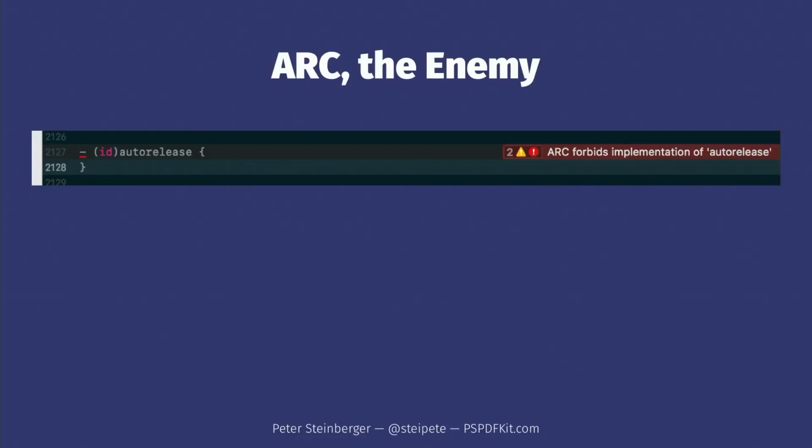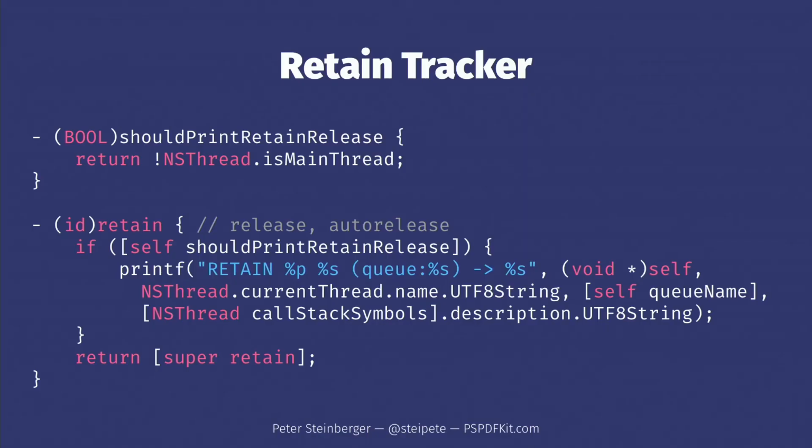But we can just use a different class. Because it's not the first time I had this problem, we already have a class called retain tracker, which is basically just a subclass of NSObject that implements retain, release, and autorelease. It prints the stack trace, so it's very much Stone Age debugging. And we do one nice tweak: we just don't print the main thread calls, because we know that the bug happens on the background queue. So we can already filter out a lot of things.